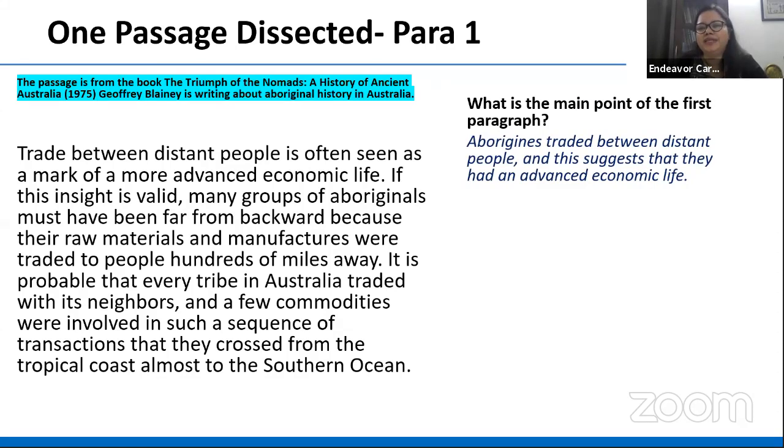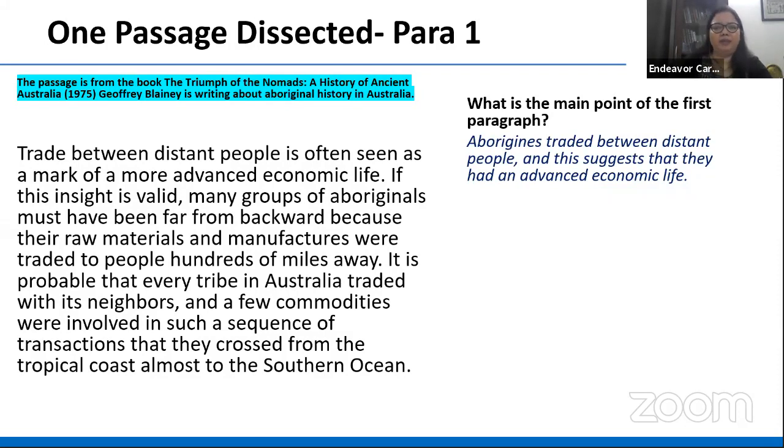Aborigines traded between distant people, and this suggests that they had an advanced economic life. How do we get this idea? Where do we get it from? Let's read those lines. Trade between distant people is often seen as a mark of a more advanced economy. Now let's understand what this means. It's often seen.